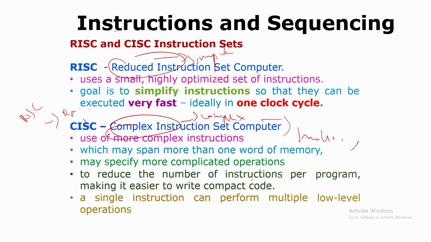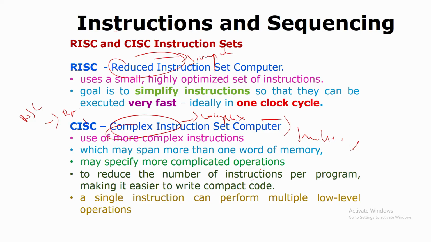So the primary objective regarding RISC and CISC is, in RISC, simplifying the processor hardware and improving the execution speed, whereas in CISC the main motto, which means the main aim of CISC, is reducing the program size by minimizing the number of instructions required for a task.